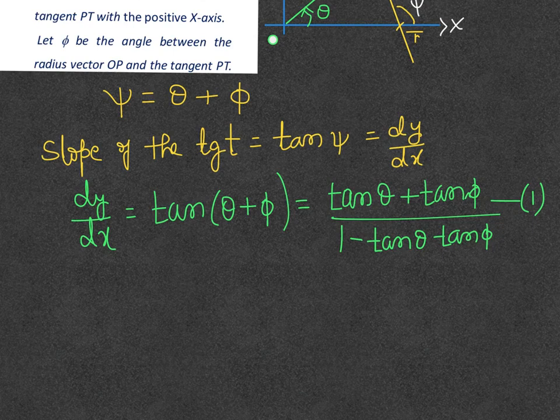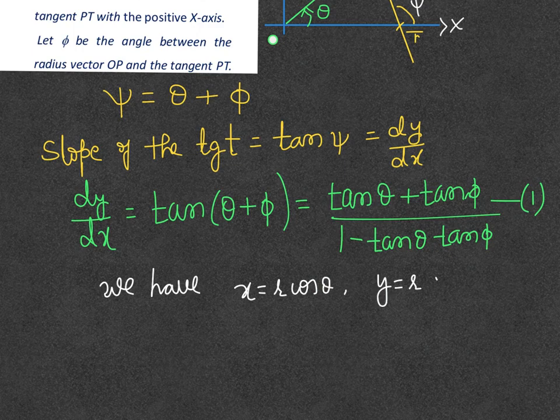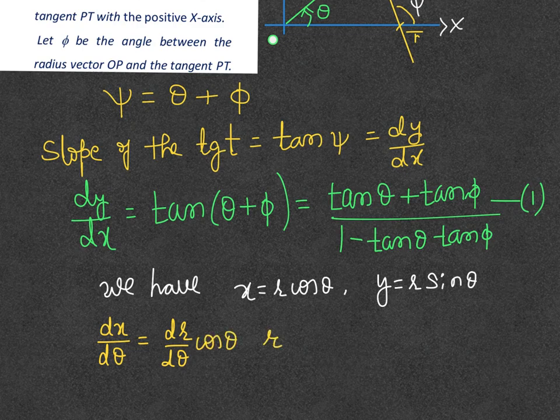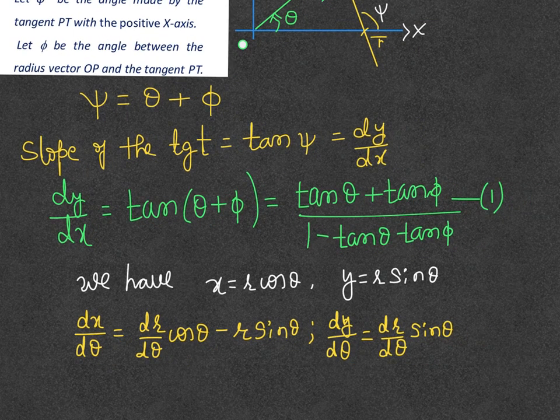Also we have the relation between Cartesian and polar coordinates: x is equal to r cos theta, y is equal to r sin theta. So if you differentiate x and y with respect to theta, treating r as a function of theta, we get dx by d theta. We apply the product rule: dr by d theta, keep cos theta as it is, and keeping r as it is, differentiation of cos theta is minus sin theta. Similarly, dy by d theta, applying the product rule, differentiation of r is dr by d theta, keep sin theta as it is, and keeping r as it is, differentiation of sin theta is cos theta.